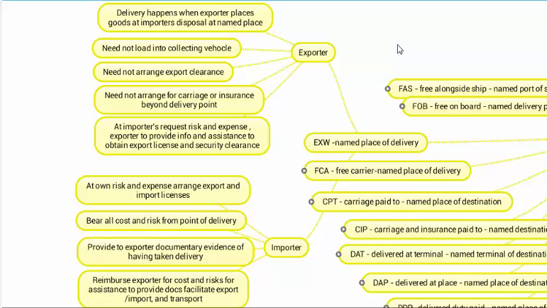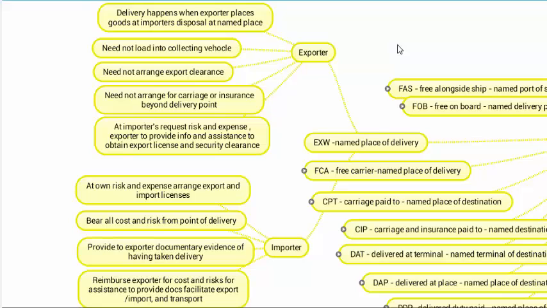The exporter need not load into the collecting vehicle. The importer would have brought his own means of conveyance to transport the goods or arranged a nominee to pick up the goods, and the exporter need not load the goods into the collecting vehicle. The exporter need not arrange for export clearance, any license or any customs formalities. He need not arrange for carriage, the contract of carriage. He need not arrange for insurance beyond the point of delivery, which in our case is gate number 4 of the industrial estate at Chennai city, where the manufacturing factory of this company is situated.